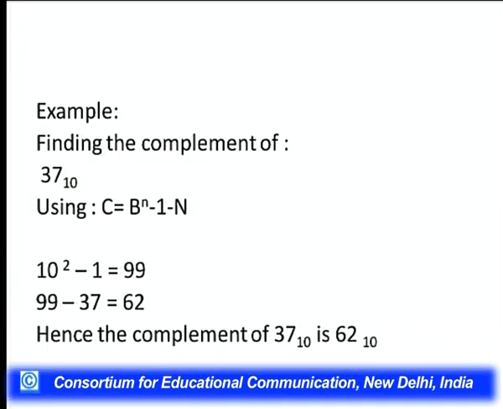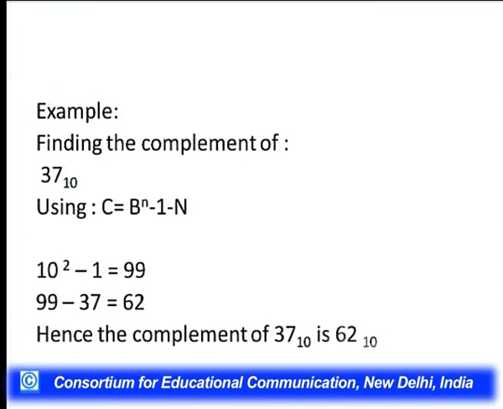So, now I am talking about decimal number 37. Now, we will use the same formula. The base here for a decimal number is 10 and 37 has 2 digits. So, it becomes 10 raised to the power 2 minus 1. That becomes 100 minus 1, which is equivalent to 99, and then from this you subtract the number. So, this is 99 minus 37. The number that you get is 62. So, the complement of 37 is 62.